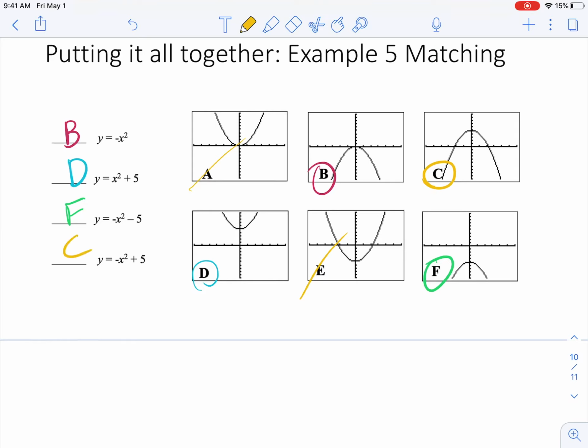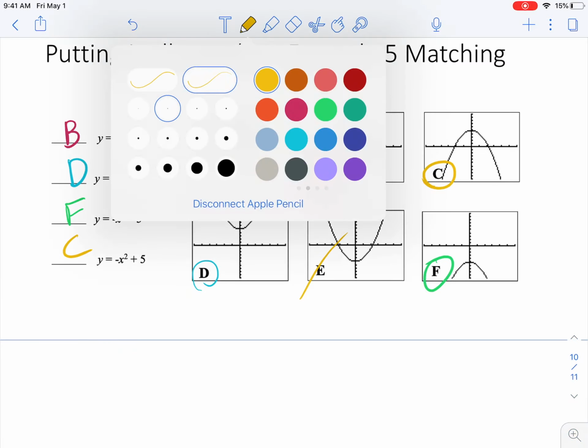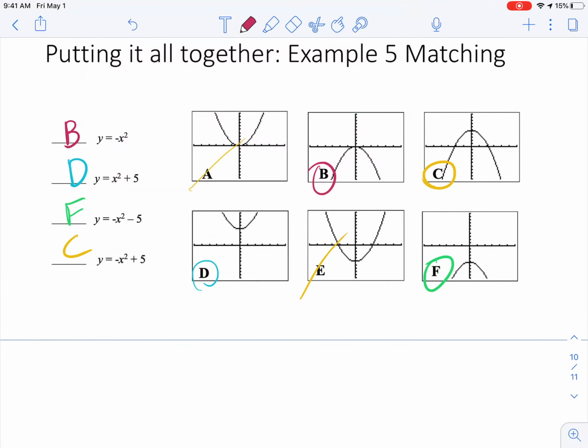And there you go. So you don't actually have to graph these. You just have to understand the features. If A is positive, we open up. If A is negative, we open down. If C is positive, we shift up. If C is negative, we shift down. If there is no C, there is no shifting. Okay? And the easiest way to figure that out, if it's shifted, is to look for the vertex.